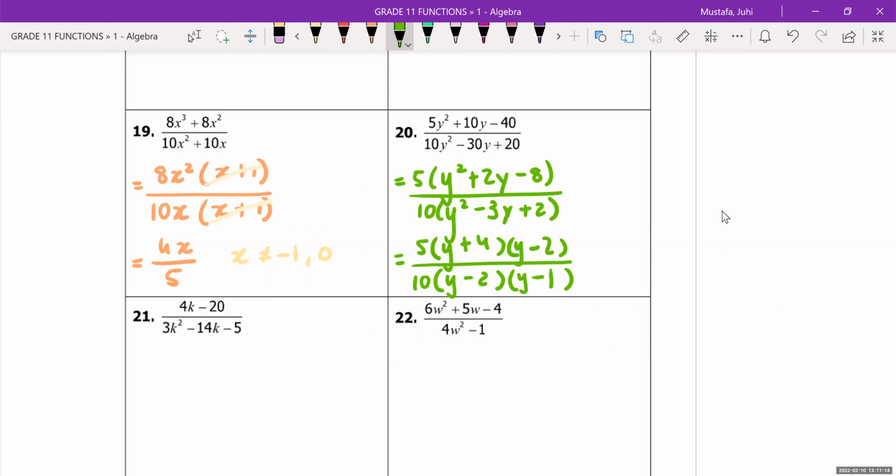Okay, so definitely did make a mistake there. I'm going to cross out the y minus 2 and the y minus 2. This will become a 1 and this will just become a 2. And so my final answer is going to be y plus 4 in the numerator. And then in the denominator, I'm going to have 2 bracket y minus 1.